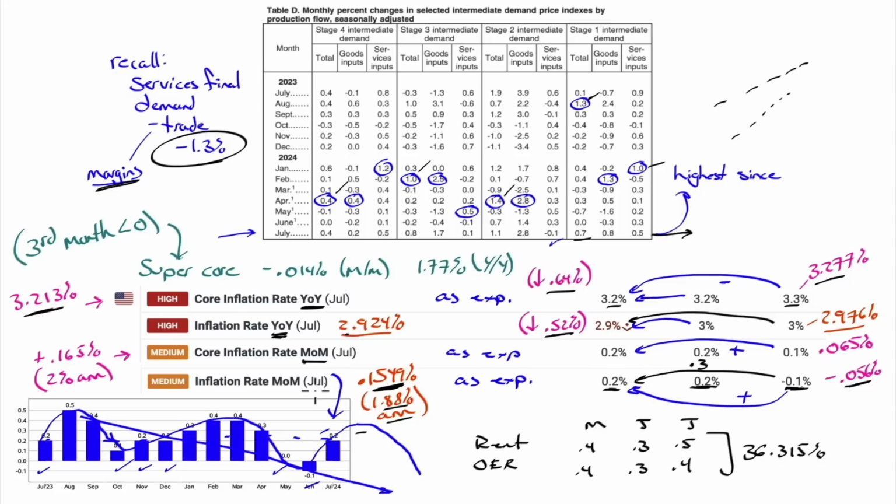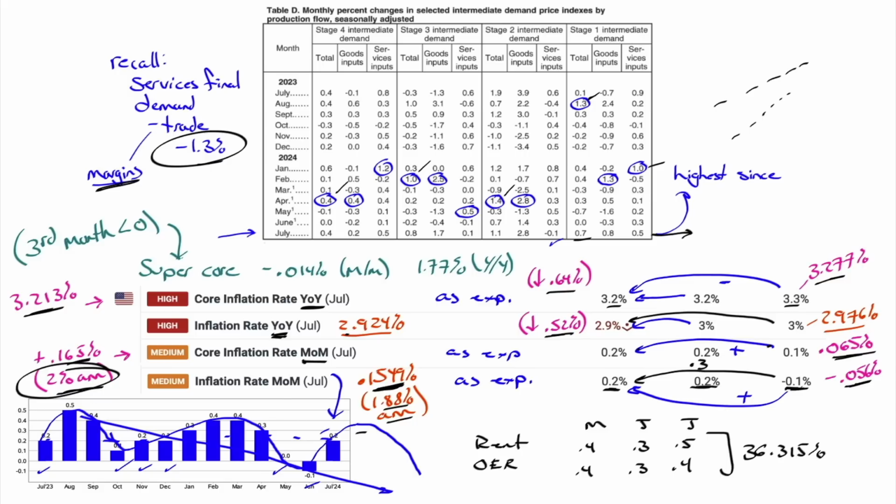Core inflation month over month, 0.165, which comes in right at 2% annualized. It was 0.065 the month before. So this is the 0.1 to 0.2, suggesting a 0.1 increase. It basically was a 0.1 increase. Even at 0.165, 2% annualized.